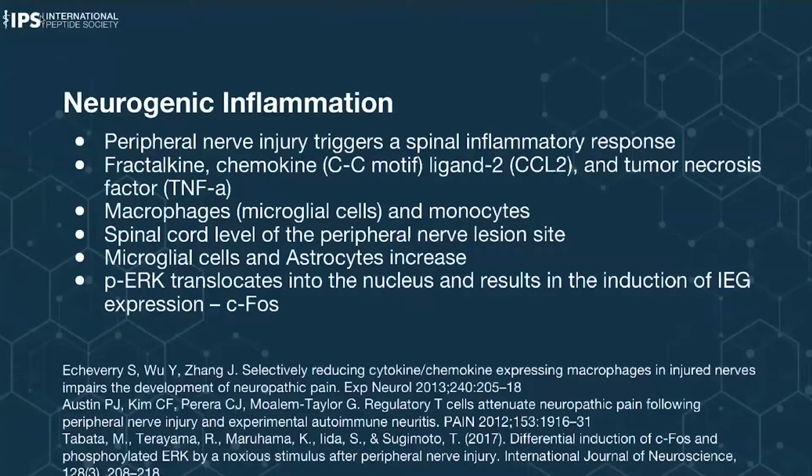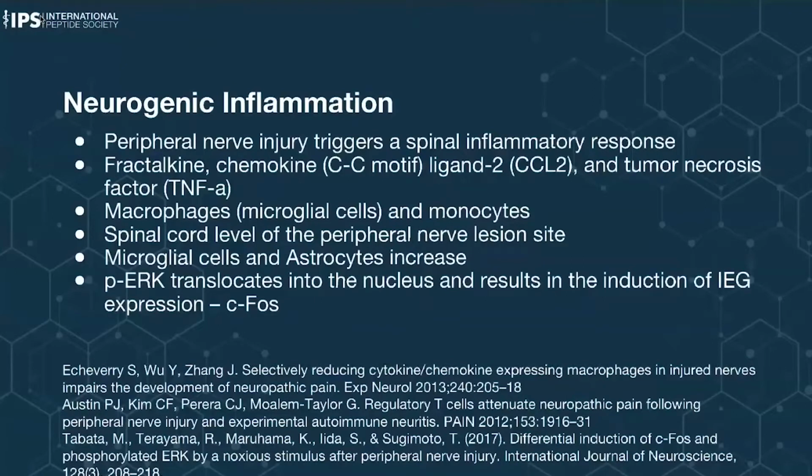And then these macrophage and microglial cells and monocytes can undergo a phase change and continue to activate the peripheral nerve at that spinal cord level, right, at the dermatomal level. And that's where the microglial cells and the astrocytes actually will migrate to that area of the dermatome in the spine, and they'll be activated and continue this inflammatory process. And that's where we get caught up in this chronic pain cycle.